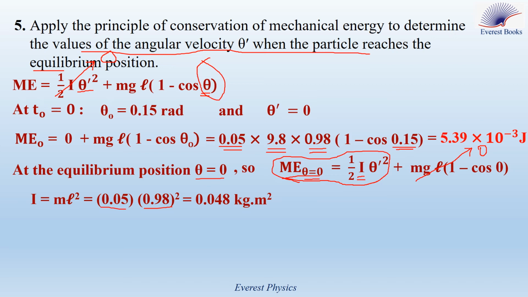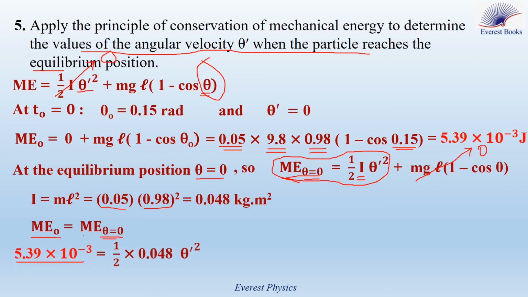Now we are ready to apply the principle of conservation of mechanical energy. So the initial mechanical energy is equal to the mechanical energy at the equilibrium position. So the initial mechanical energy is 5.39 times 10 to the power minus 3 joules. The moment of inertia is 0.048, and the answer is theta prime is equal to plus or minus 0.47 radians per second.